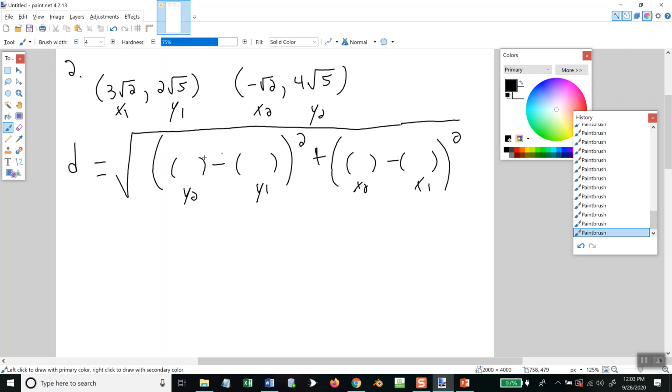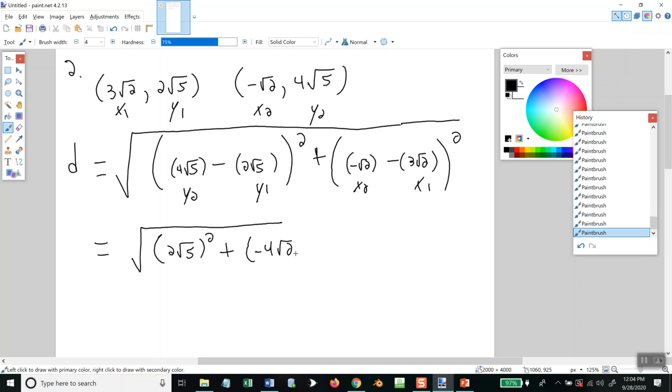Okay, so y2 is 4 square root of 5. y1 is 2 square root of 5. x2 is negative square root of 2. And x1 is 3 square root of 2. Now, whenever your square roots are the same and you're adding and subtracting, you add and subtract the numbers in front of them. 4 minus 2 gives us 2 square root of 5, squared. Over here, we got negative 1, invisible 1, and a negative 3. That gives us negative 4 square root of 2.